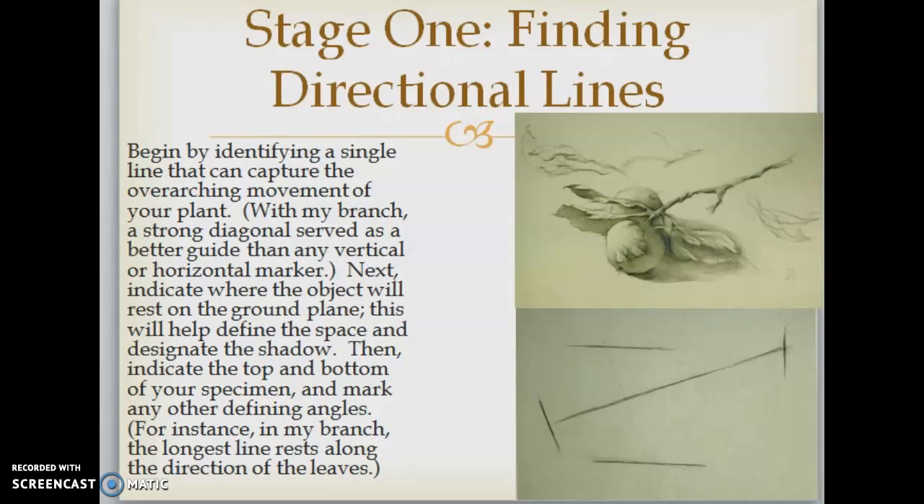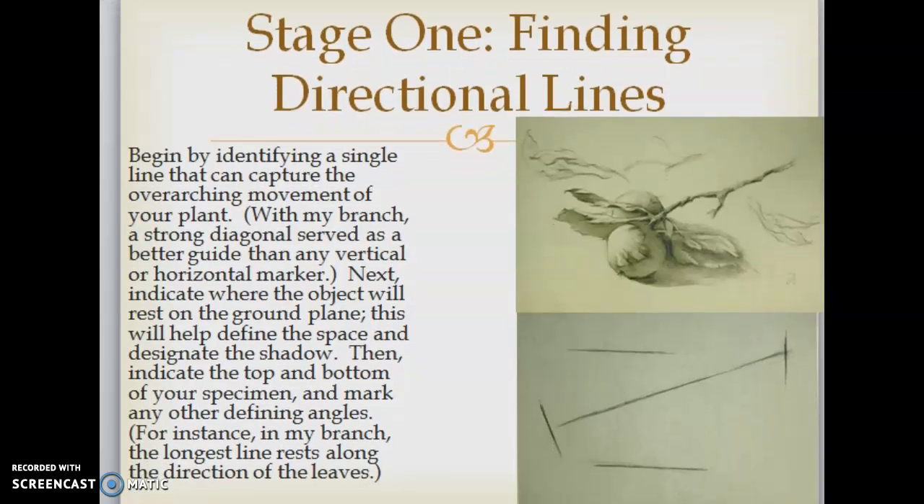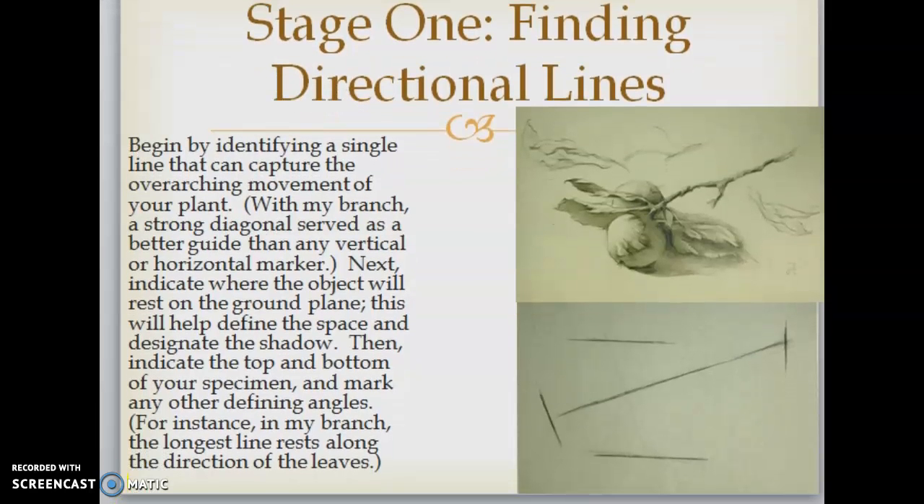So stage 1, you're going to find the directional lines. Begin by identifying a single line that can capture the overarching movement of your plant. With my branch, a strong diagonal served as a better guide than any vertical or horizontal marker. Next, indicate where the object will rest on the ground plane. This will help define the space and designate the shadow. Then indicate the top and bottom of your specimen and mark any other defining angles. For instance, in my branch, the longest line rests along the direction of the leaves. Capture the dominant movement of your specimen, then mark the top and bottom to locate the overall size.